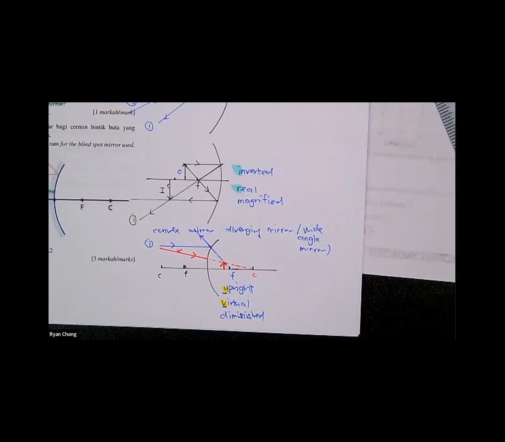So this is the way that I determine it. So this is about the mirror.